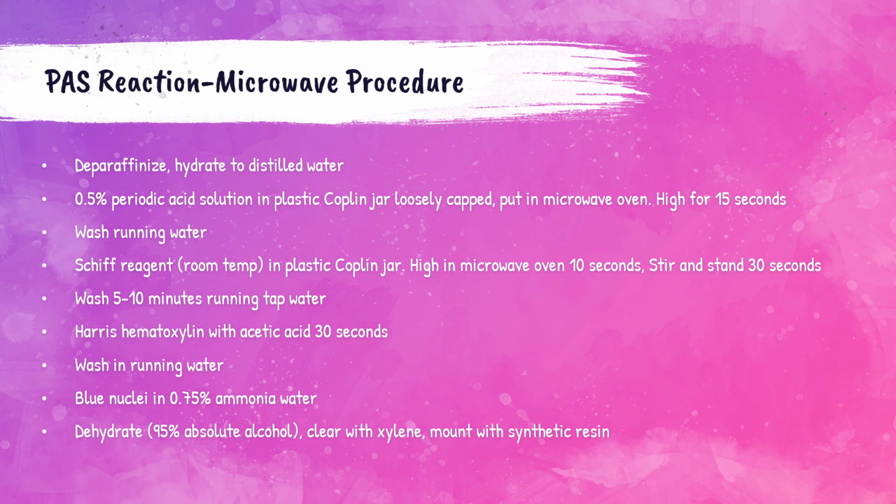After this wash, it must be counterstained for 30 seconds in Harris hematoxylin with acetic acid, then rinsed well with water. Blue nuclei in 0.75% ammonia water. You can also use other bluing reagents if needed. Then dehydrate with 95% alcohol, clear with xylene, and then mount with synthetic resin.